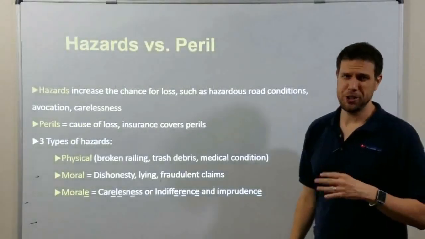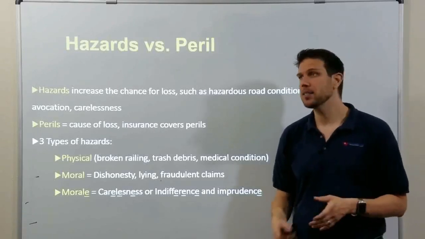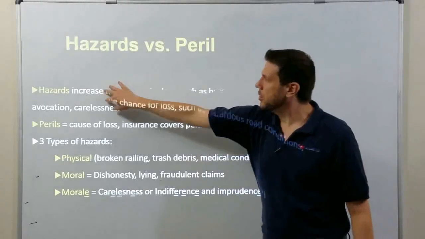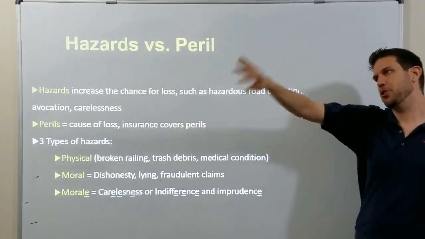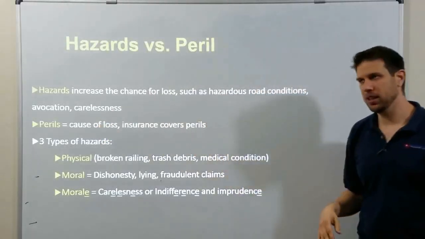Now these next definitions are relatively quick. They're not very difficult to memorize. A hazard is something that increases your chance of loss. A peril is the cause of loss.